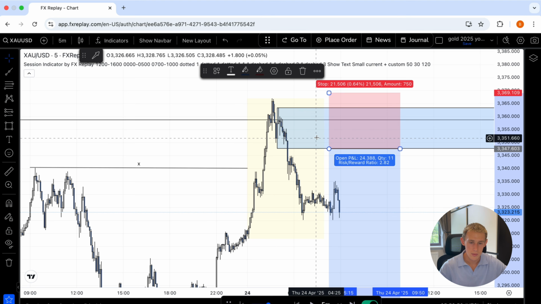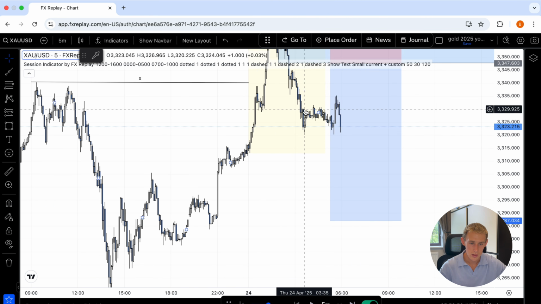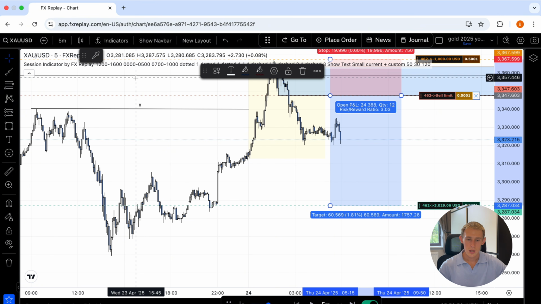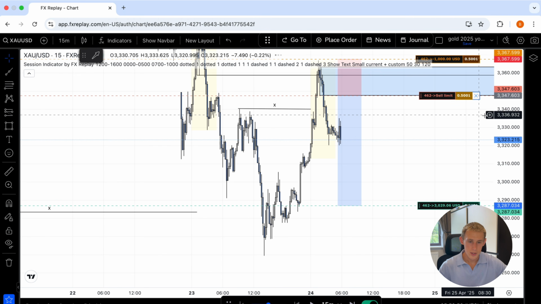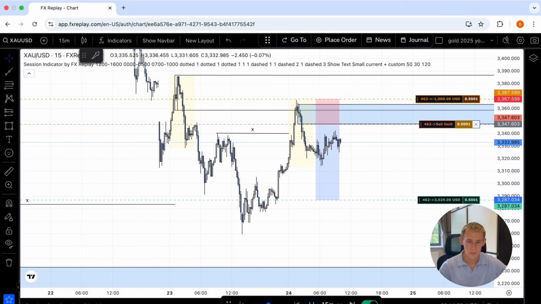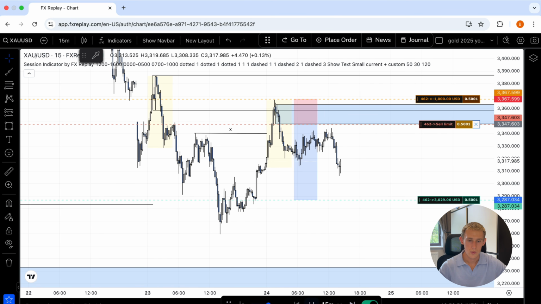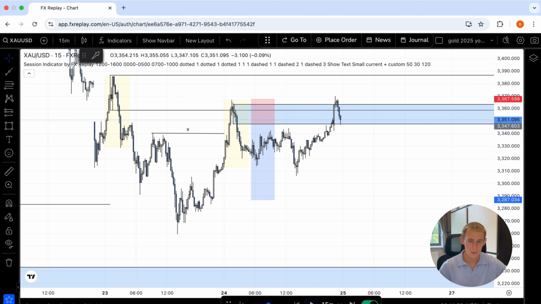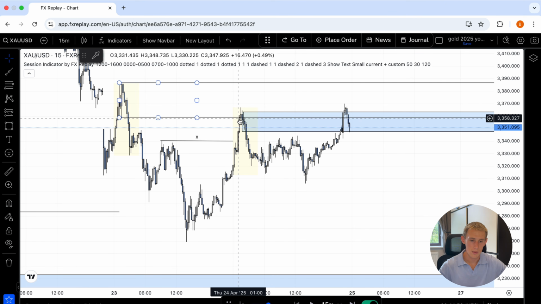I might make the stop just a bit smaller on this one. And we'll place this order. Cool. Let's see if this pulls back for us. Still valid at the moment. Nope, so a little loss on that one.